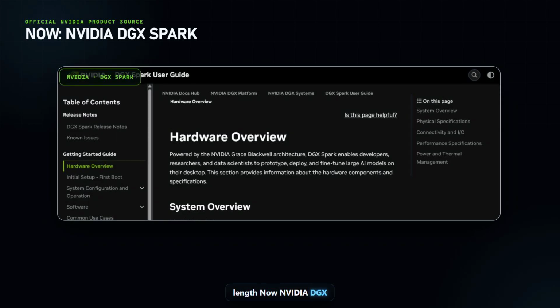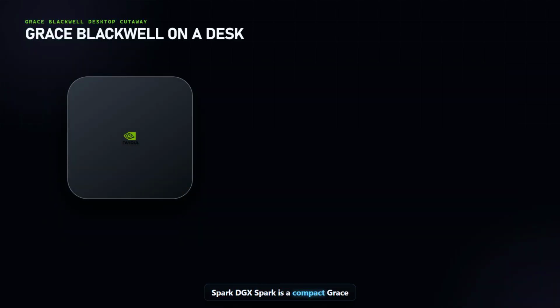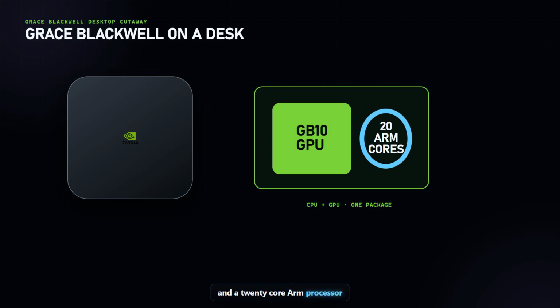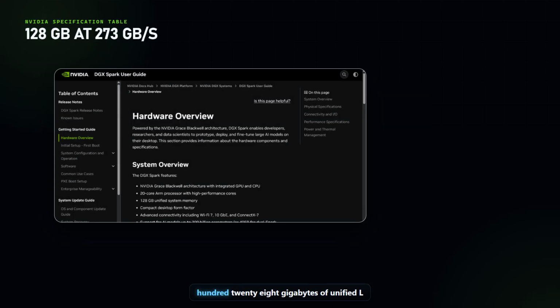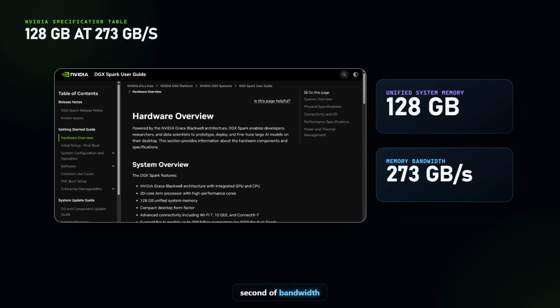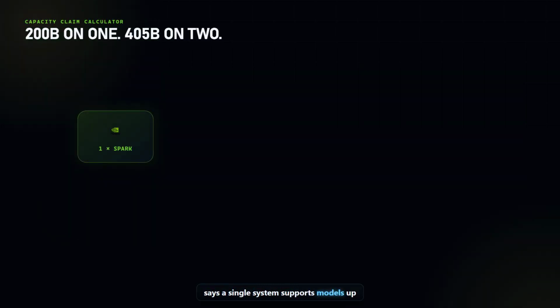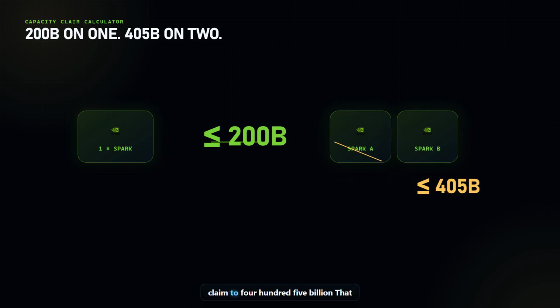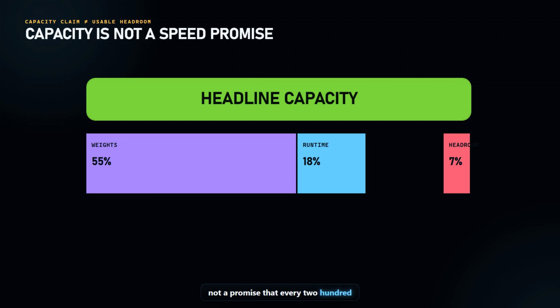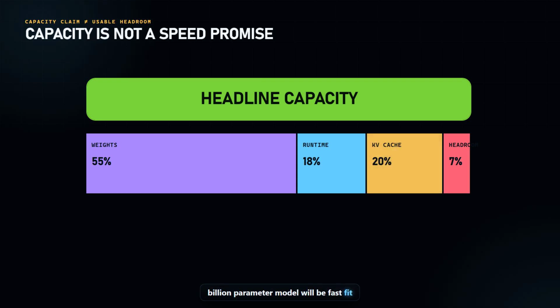Now NVIDIA DGX Spark. DGX Spark is a compact Grace Blackwell desktop system with an integrated GPU and a 20-core ARM processor. NVIDIA documents 128 GB of unified LPDDR5X memory with 273 GB per second of bandwidth. NVIDIA says a single system supports models up to 200 billion parameters, with a dual Spark configuration extending that claim to 405 billion. That is a capacity statement, not a promise that every 200 billion parameter model will be fast, fit at every precision, or leave room for a giant context cache.